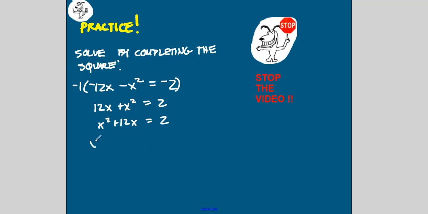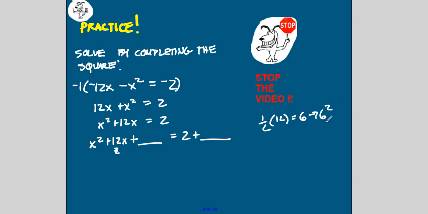So now to complete the square, got to figure out what goes in the blanks. Well, I'm taking half of 12, which is 6. And then I take 6 and I square it. So that's going to be 36. But I'm going to leave it as 6 squared for now, because now this factors as x plus 6 quantity squared equals 2 plus 36. Well, that's 38.